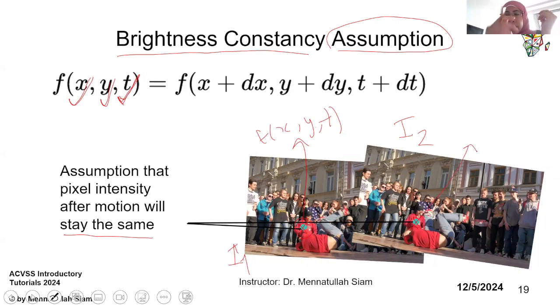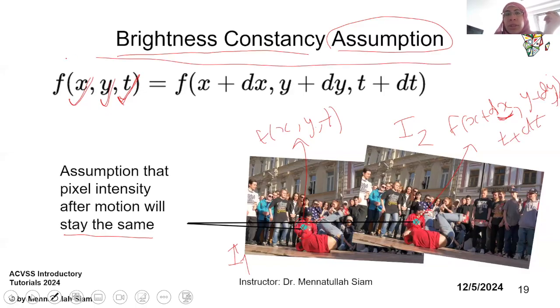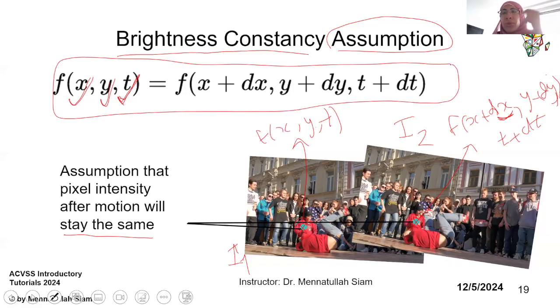So f here is the intensity function. The intensity will stay constant, taking into account that this pixel moved with the dx and dy, and in the new frame plus dt. So this is the main rule that we're going to build everything upon. This is called brightness constancy.